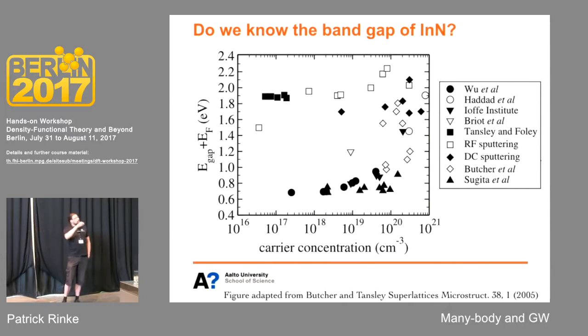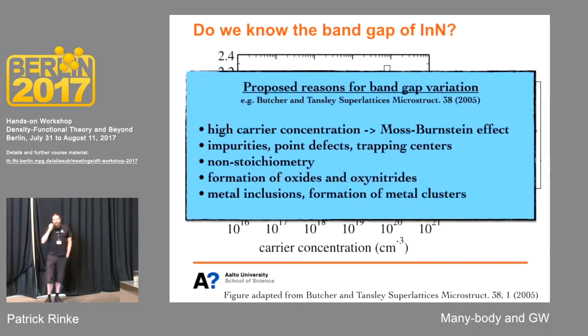Some clue as to what's going on is given by this x-axis. That's the carrier concentration of the material. More about this in a minute. Many reasons were put forward for why this band gap might be different. The high carrier concentration gives rise to the Moss-Burstein effect, which gives you an effective gap that might look larger. Then impurities, point defects, or trapping centers could be what you're actually measuring instead of the real band gap.